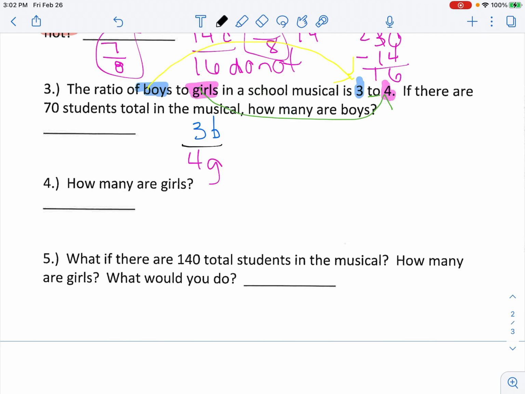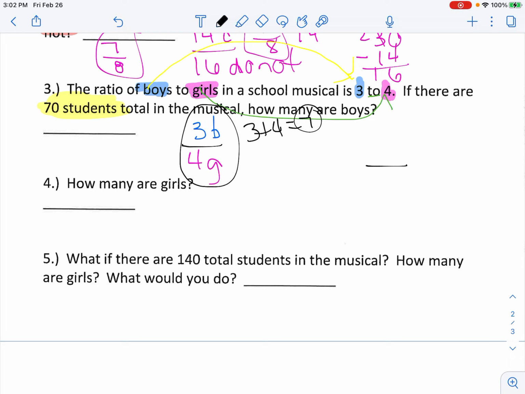Well, the first thing I'm thinking about, if our musical only had 3 boys and 4 girls in it, how many students would that be in the musical? Well, 3 plus 4 is 7 students. So now I'm thinking, it says, what if there are 70 students? If there are 70 students in the musical, how many boys are there?